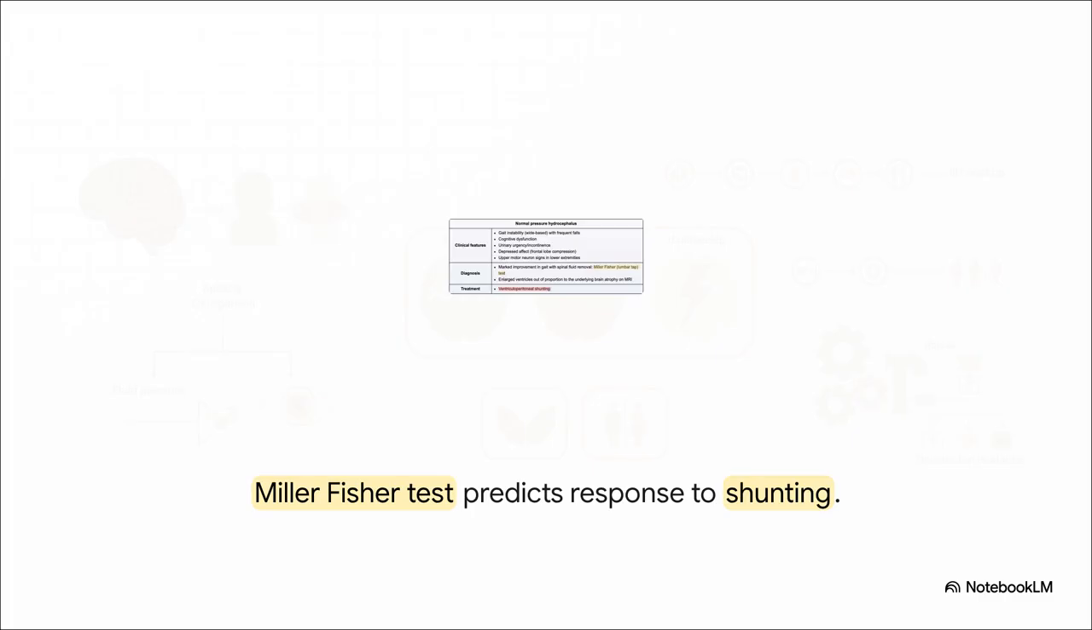But the definitive diagnostic step, which also happens to predict treatment success, is the Miller-Fisher test. Basically, a large volume lumbar tap. If you remove that spinal fluid and see a marked clinical improvement in their gait right after, that perfectly predicts they'll have a positive, lasting response to a ventriculoperitoneal shunt.